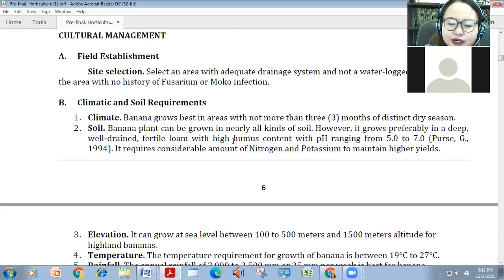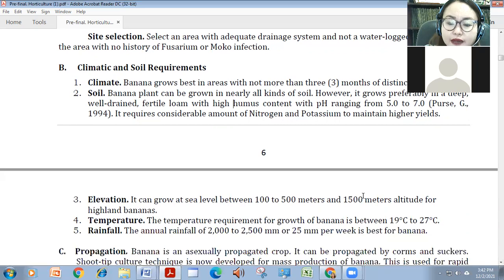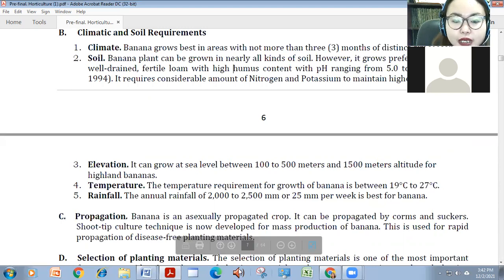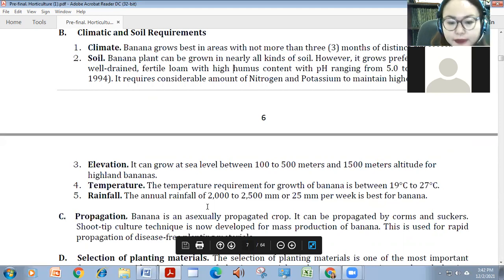That's why after maybe 10 years of banana monocropping in an area, even if you still apply fertilizer, banana is a high consumer of nitrogen, and even water, so the yield still decreases through time.